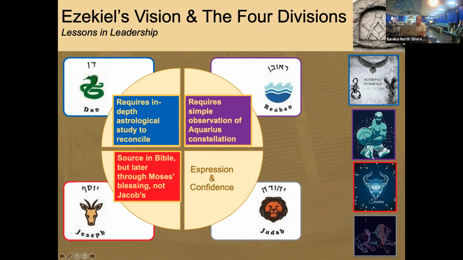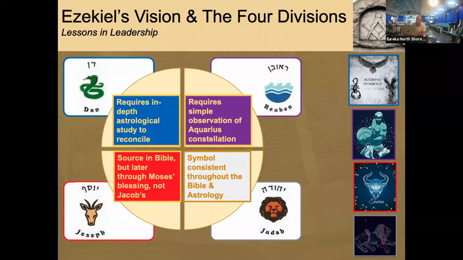With the tribe of Joseph, there is no contradiction, as the Bible does attribute the bull to Joseph, but only later through Moses' blessing as opposed to Jacob's blessing. The tribe of Judah is the only tribe whose symbolism has remained constant for that tribe since the time of Jacob's blessing. From this, we can learn that as we each progress through our own paths of leadership, it becomes easier to reveal our inner lions, but only after having first passed through the stages of Dan, Reuben, and Joseph.